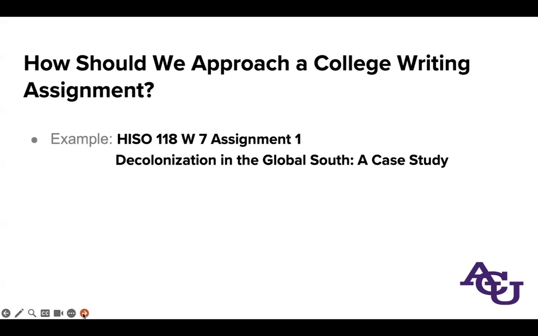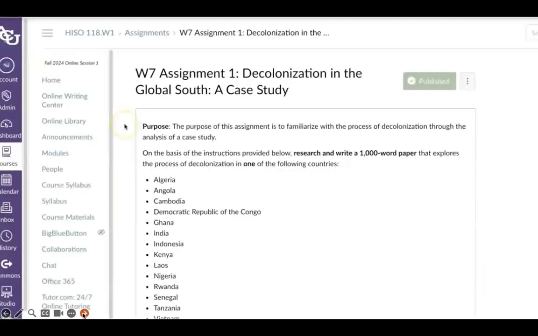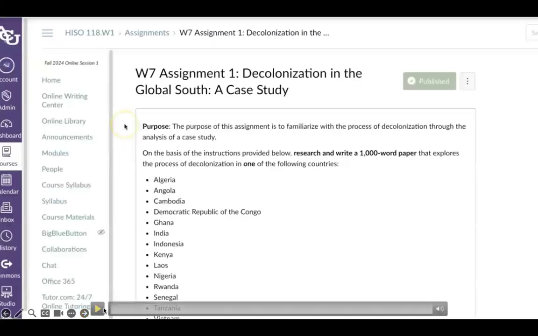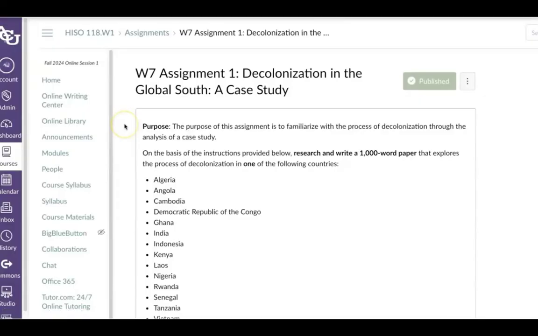And an example we're going to use for this webinar is the ISO 118 week 7 assignment, Decolonization in the Global South, a case study. So we'll be looking at that as we move along our slides. Yes. So here's our example. It's a case study for a history class.